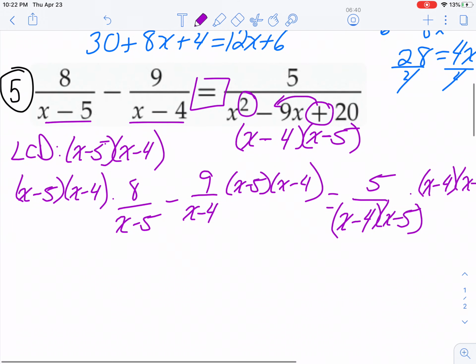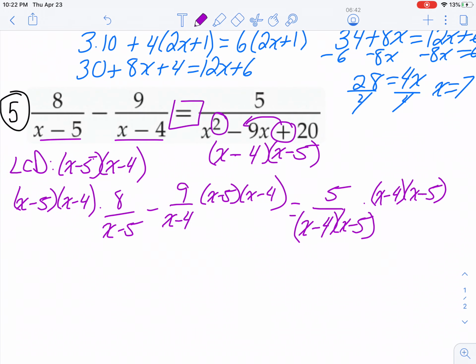Alright, so now I got my whole problem written out. Let's cancel what we can. In my first one, I got an x minus 5 down here with x minus 5, leaving me 8 times x minus 4. Over here I have minus 9. My x minus 4's cancel out, so I'm left with just x minus 5. Equals x minus 4 cancel out, x minus 5 cancel out, just giving me 5.